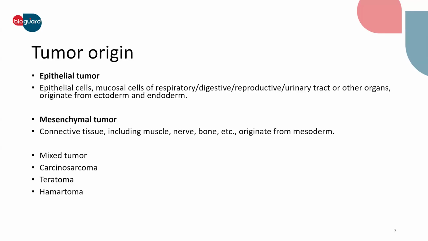So why does this matter? Knowing the origin of a tumor can help us make a more accurate diagnosis, get a better sense of the prognosis, and even guide treatment decisions.